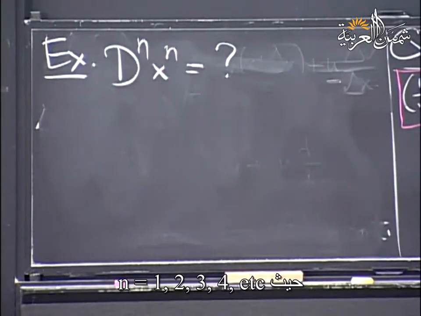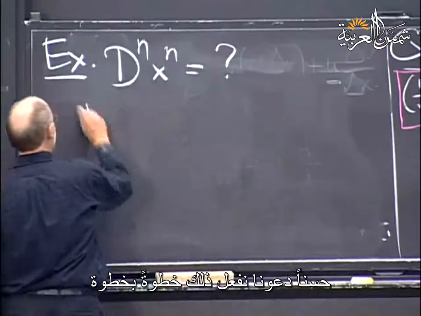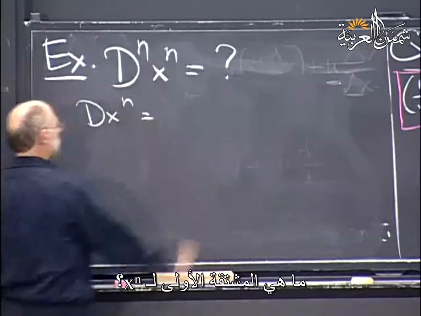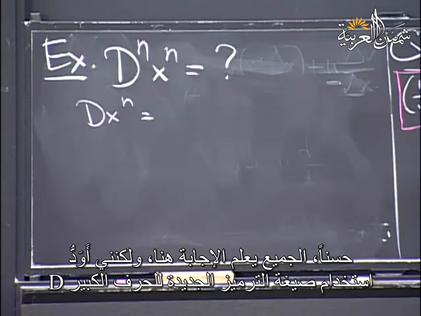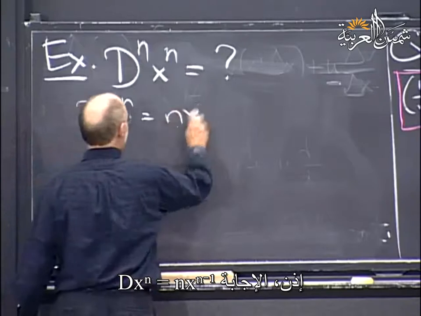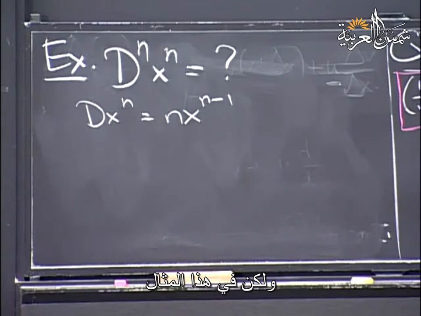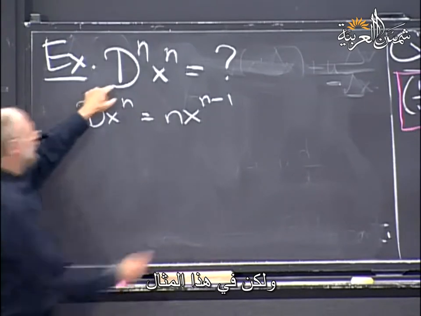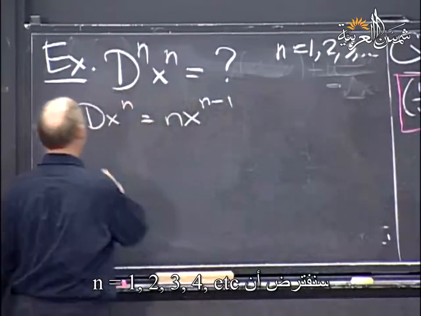Okay, n is a number, like 1, 2, 3, 4. So, here we go. Let's do this bit by bit. What's the first derivative of x to the n? Everybody knows this. I'm just using a new notation, this capital D notation. So it's n x to the n minus 1. And n could be a negative number for that, but for this application, I want to take n to be 1, 2, 3, and so on.